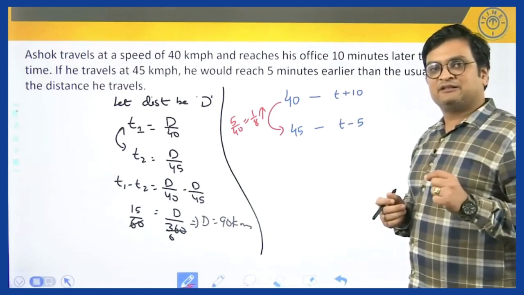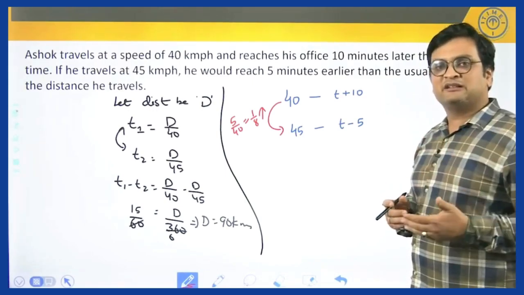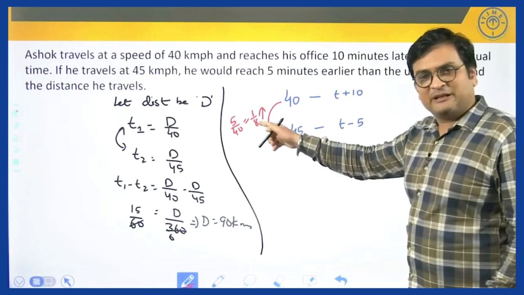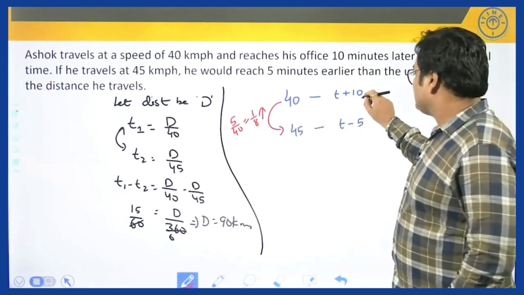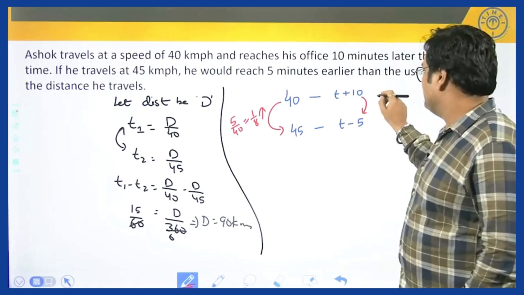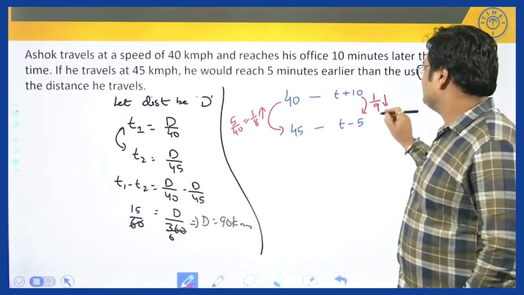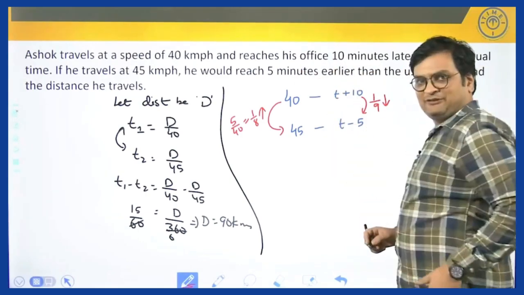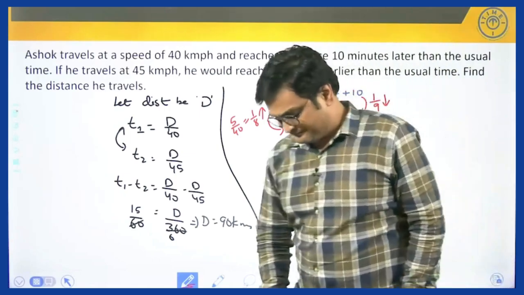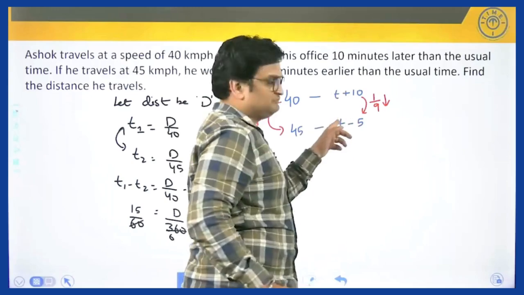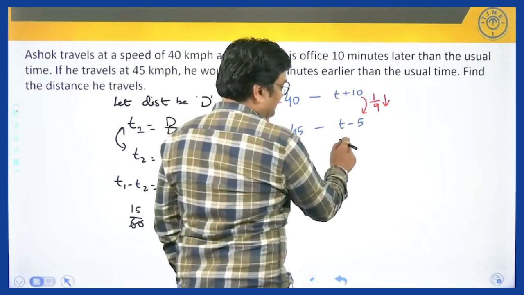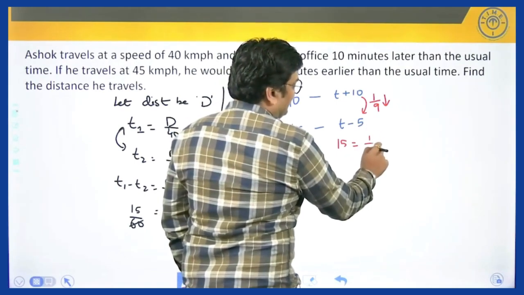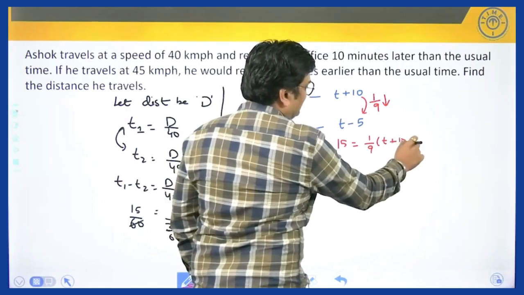Whenever distance is constant, if speed increases by a by b, the time will reduce by a upon b plus a. If speed increases by a by b, that is 1 by 8, can I say the reduction in time will be 1 by 8 plus 1, which is 1 by 9. So this entire t plus 10 is going to reduce by 1 by 9, right? So can I say the difference between these two, which is nothing but 15 minutes, is going to be equal to 1 by 9th of the usual time plus 10 minutes.